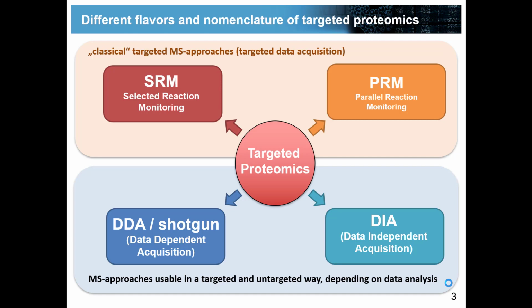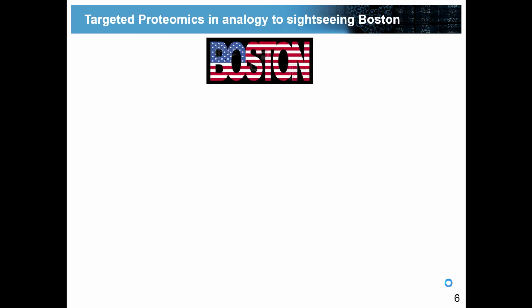And I don't want to go into too much detail about what these differences are and how all of these different methods work in detail. We will just focus on SRM in a second. But I would like to still give you a feeling of the differences of these different methods by using a very simplified but very nice and easy to understand analogy, which is the analogy of targeted proteomics to sightseeing Boston.